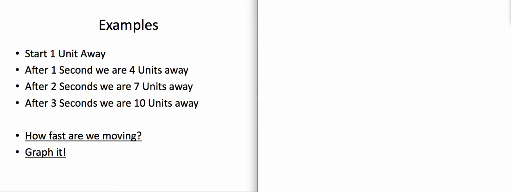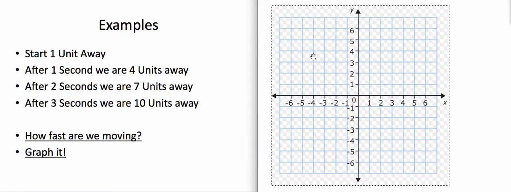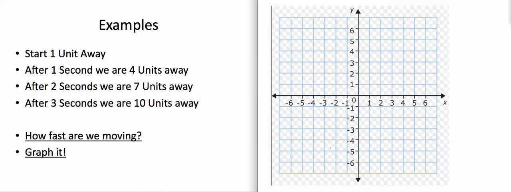Now, what they could also ask us to do is graph this. When we graph this, we start at 1 unit away, and then after 1 second we're at 4. After 2 seconds, we're at 7, and after 3, we're up off the graph at 10, and we've got that linear plot there. That's very similar to what we did in section 3.2. Like I said, we're meshing everything together in that standpoint.